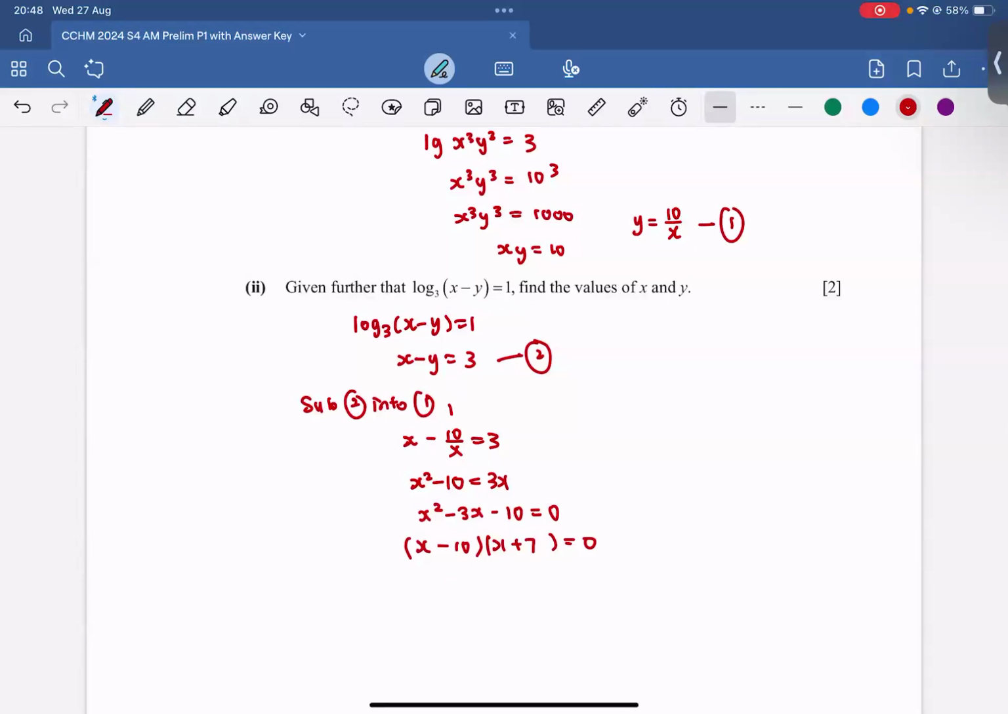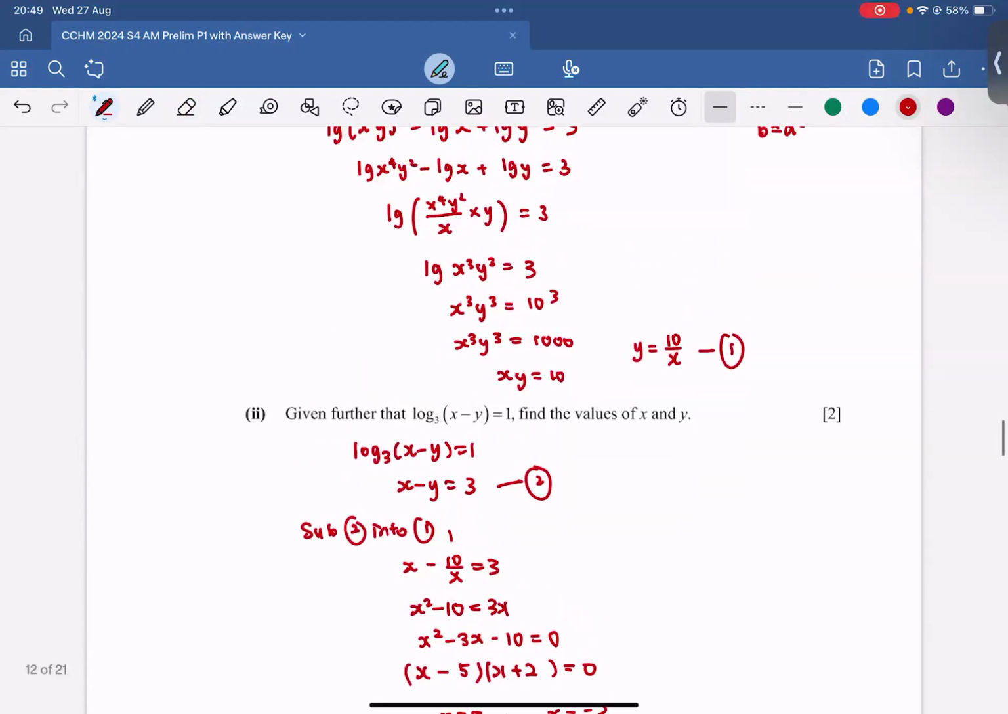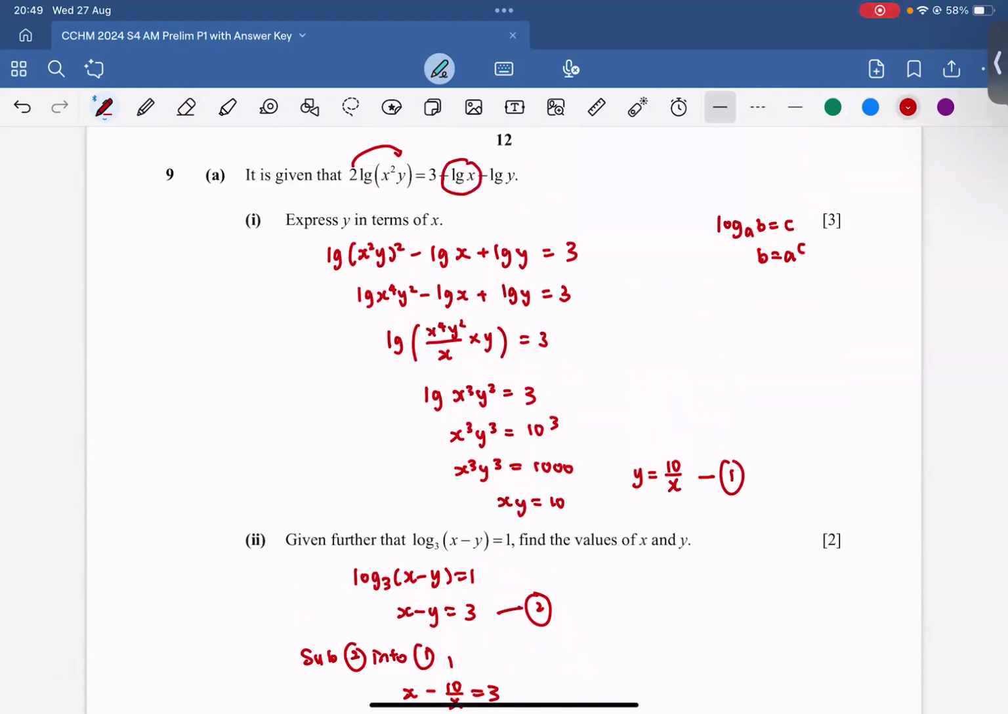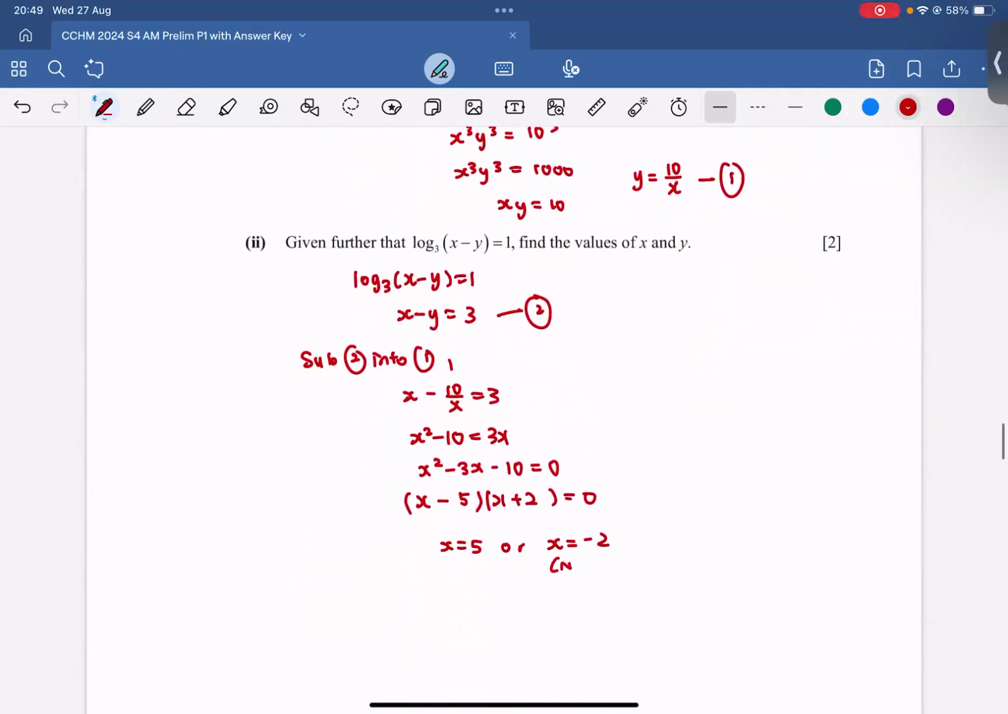Why is my answer different? Correct or not? Sorry, why did I write these two numbers? 5 and 2. So x equals 5 or x equals minus 2. Okay, we need to check. You can see that over here we do mention log x, so our x cannot be negative. So reject. Then if x is 5, sub x equals 5 into 1. Then we will have y equals 10 over 5. y equals 2.